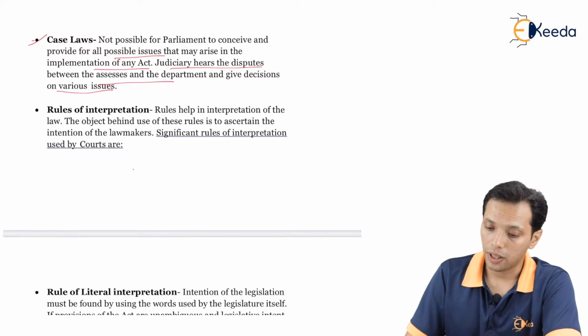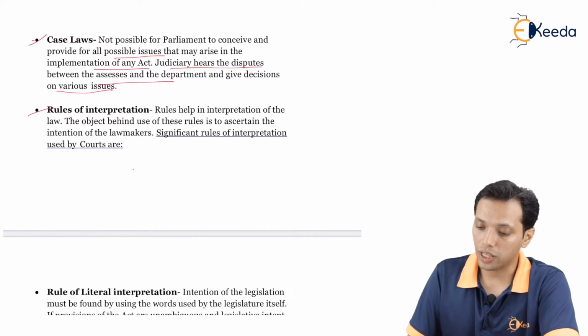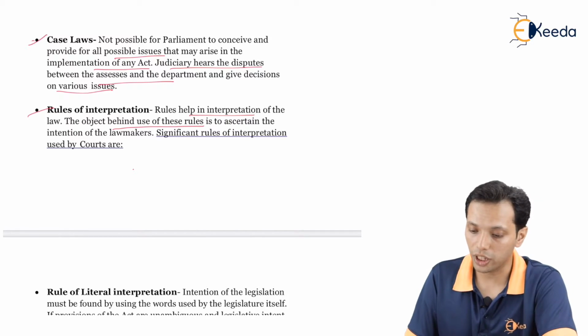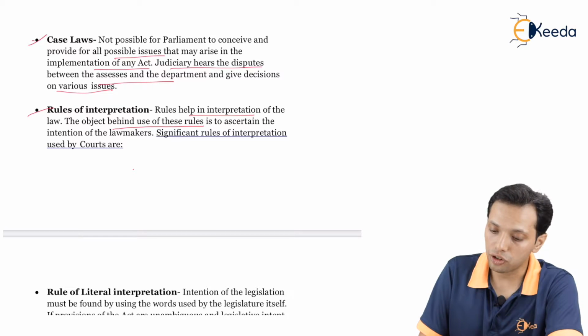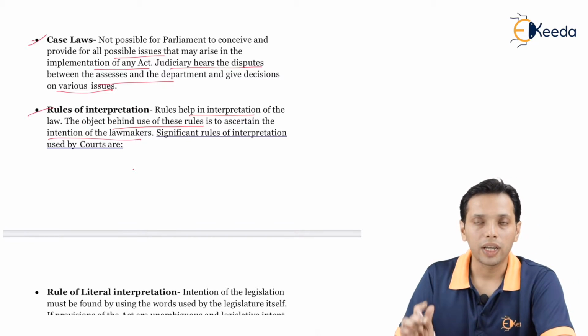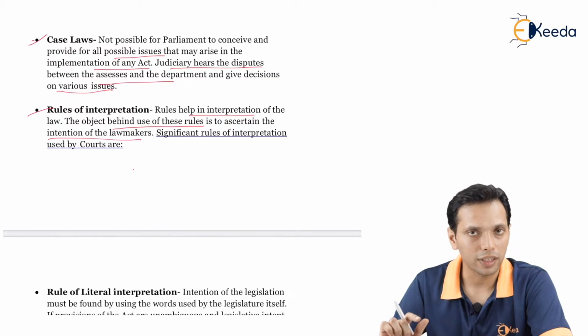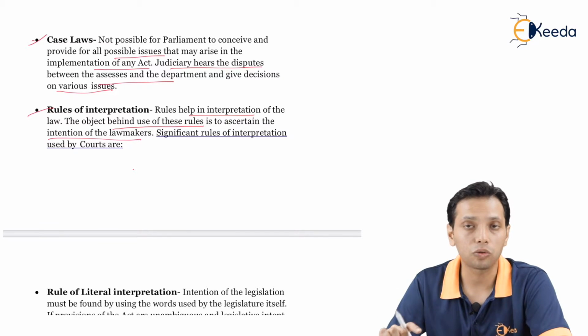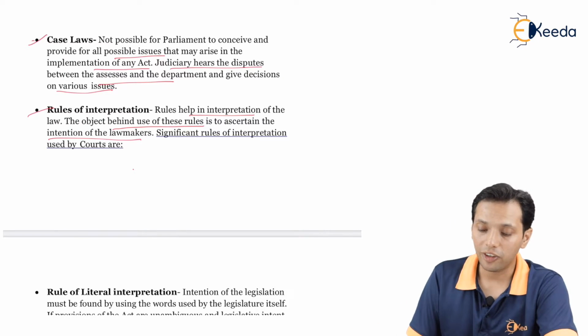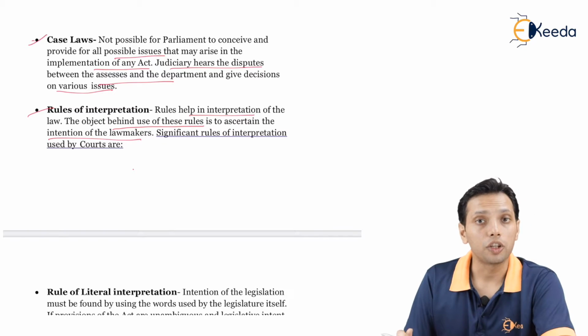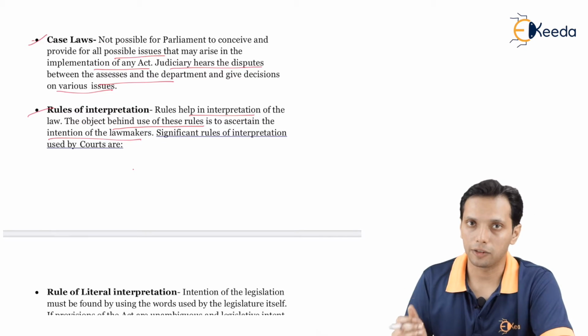This was case laws. Now, rules of interpretation. Rules help in interpretation of the law. The object behind the use of these rules is to ascertain the intention of the lawmakers. So the intention of the lawmakers can be interpreted through the rules of interpretation. Significant rules of interpretation used by the courts are as follows.